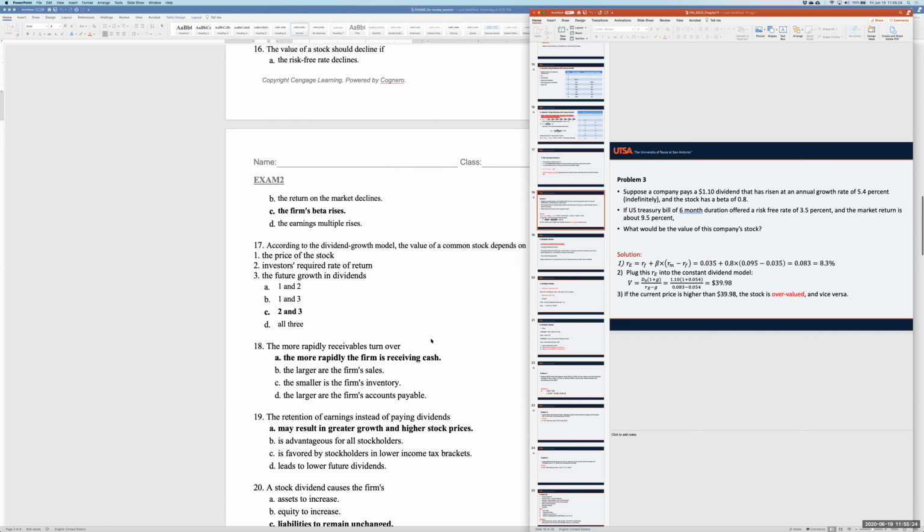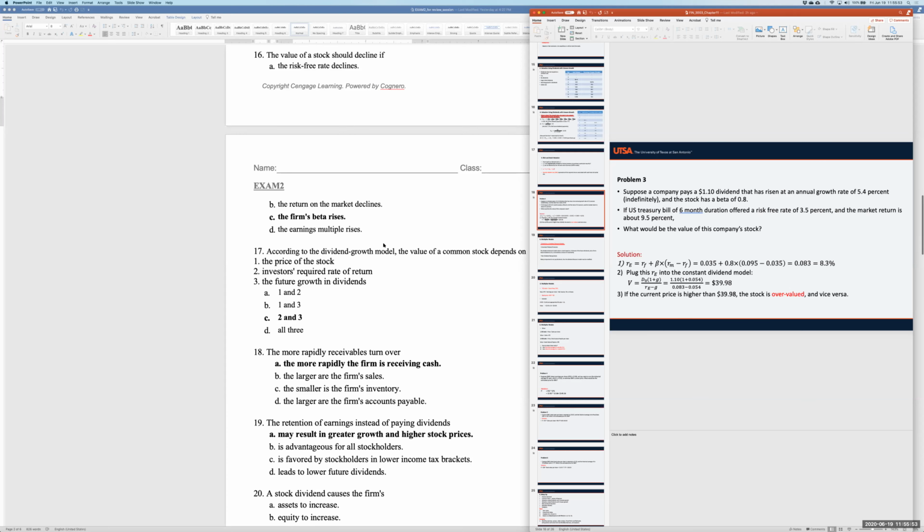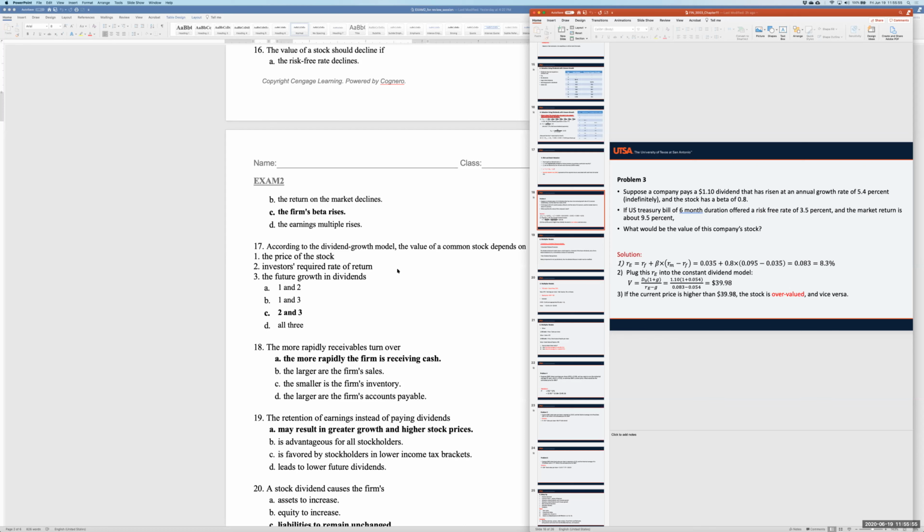B, the return on the market declines. No, it doesn't work. If return on market declines, a similar effect occurs. If it declines, the required return on equity is getting lower and lower, and the value of the company is getting higher. No, B is wrong.